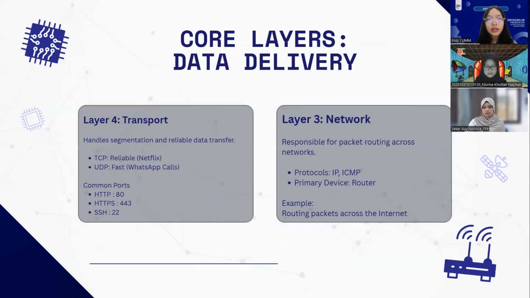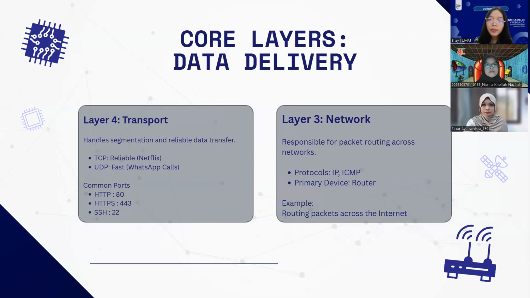And next, the core layer where data delivery happens. Moving on to the middle layers of the OSI model, the transport layer is responsible for end-to-end communication and ensuring that data is delivered correctly. Two common protocols used here are TCP and UDP. TCP is reliable, and the example is Netflix, and UDP is fast, and the example is WhatsApp calls.